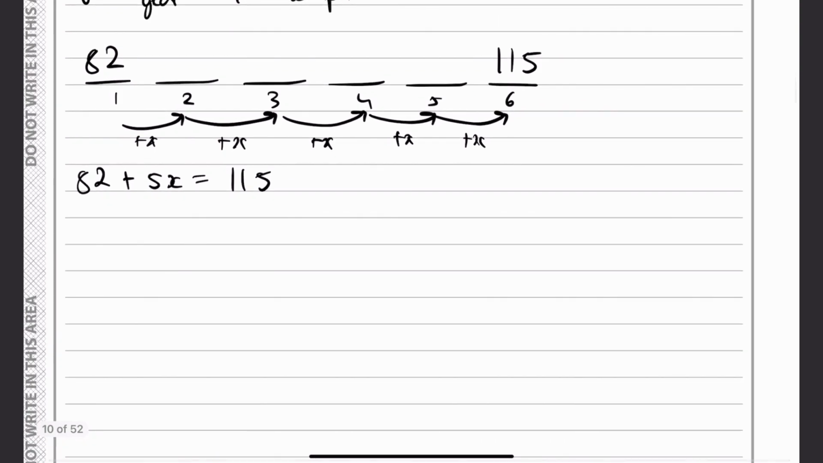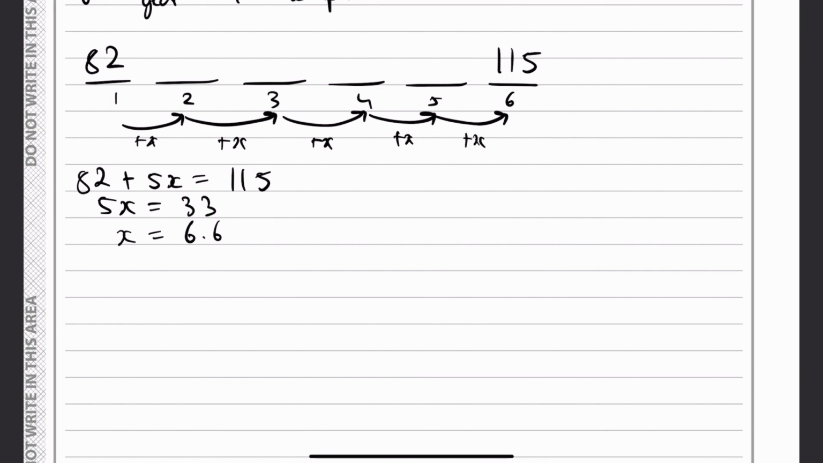So then we just work out what 5x is. 115 minus 82 is in fact 33, so x has got to be 6.6. Okay, and I guess we can just test that, and then we can just use this to fill in all the gaps.